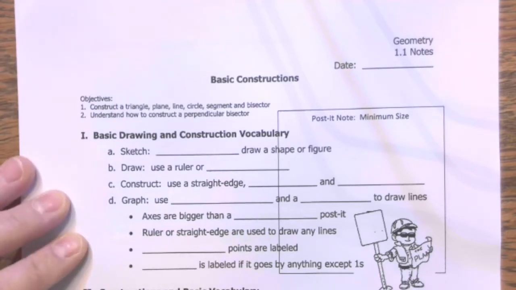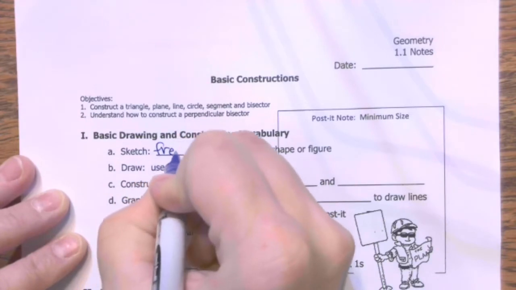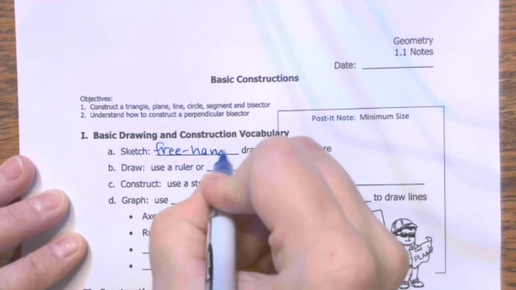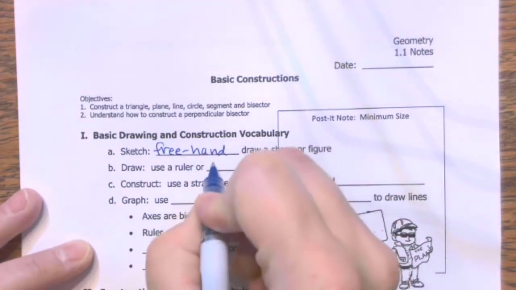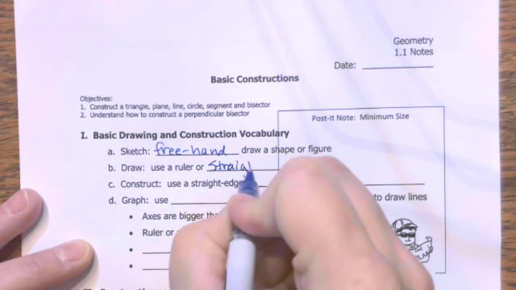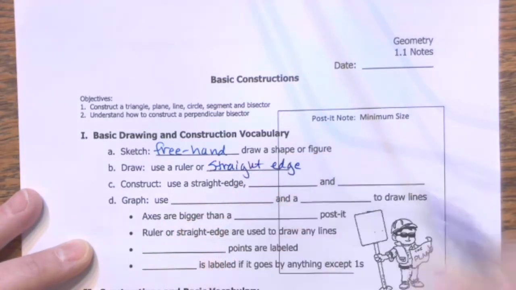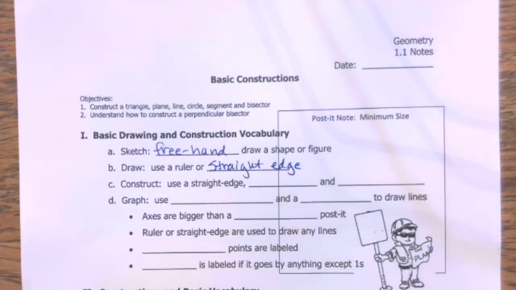When something says sketch, a sketch is what we call a freehand draw of a shape or figure. So you don't have to use a ruler, you can just draw. The word draw, when it's used in your textbook, means you use a ruler, and sometimes we call rulers a straight edge in geometry because originally they didn't have inches and centimeters, they just simply used a very straight piece of most likely wood. So we used to say straight edge because we very rarely use the measurement marks.